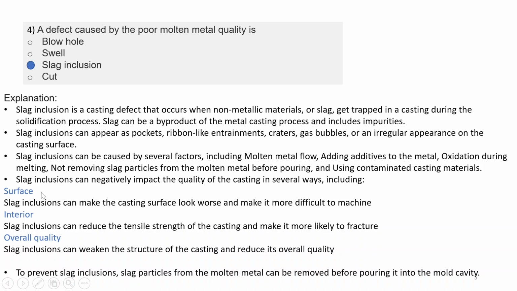Slag inclusions can negatively impact the quality of casting in several ways, including making the casting surface look worse and making it more difficult to machine. These can also reduce the tensile strength of the casting and make it more likely to fracture, and can also weaken the structure of the casting and reduce its overall quality. And also, to prevent slag inclusion, slag particles from the molten metal can be removed before pouring it into the mold cavity.